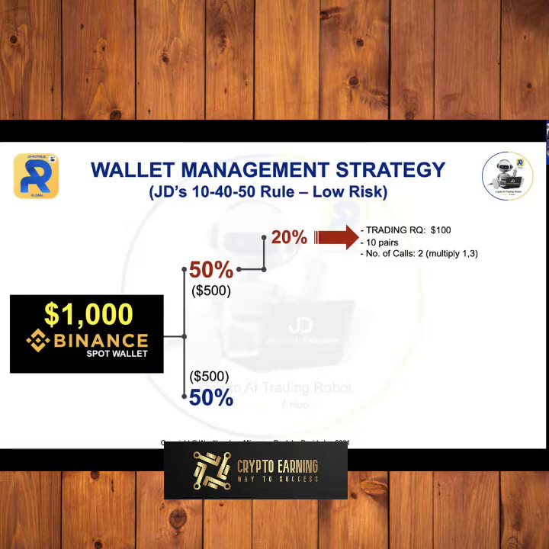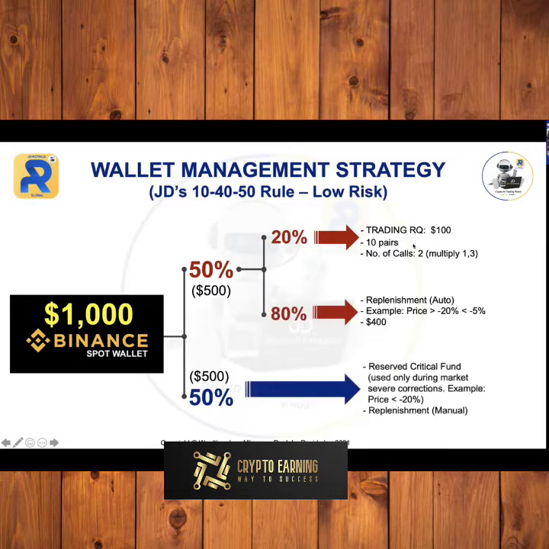All right, and the number of calls that I'm going to use here is 2, and multiply is here 1 and 3. I will explain to you shortly what this is. Okay, don't get confused, just wait for a while. So this is basically the strategy I'm going to use for my low risk.